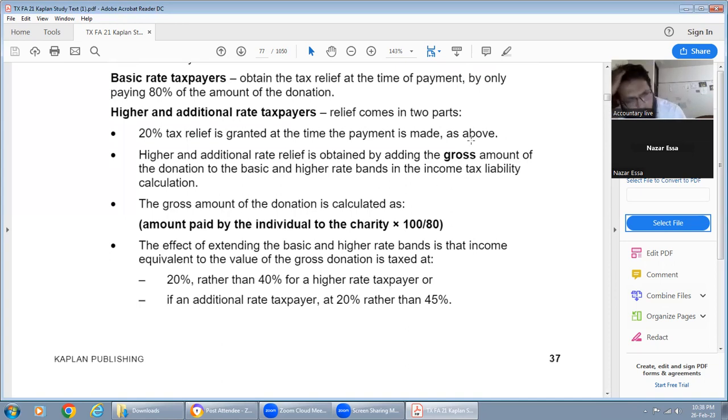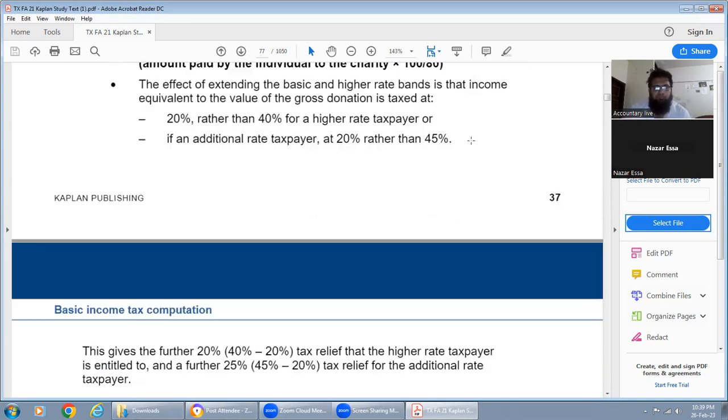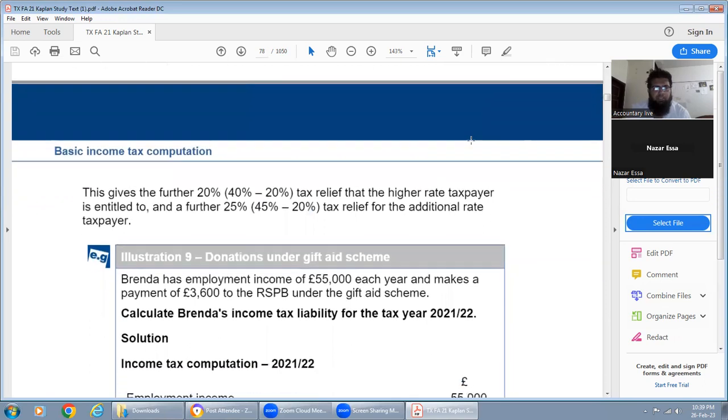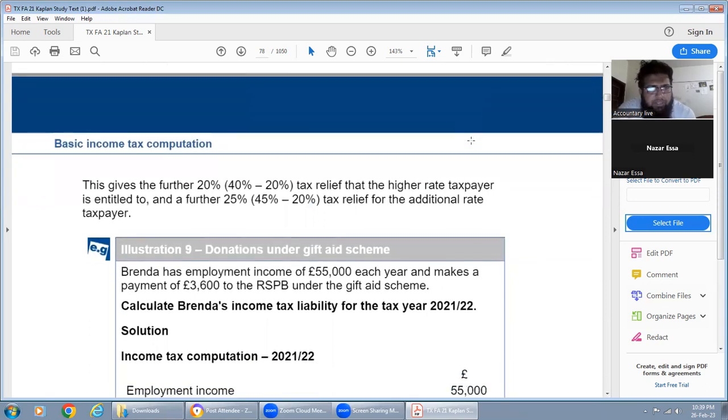When we do the practical question, it will be more clear. The effect of extending the basic and higher rate bands is that income equivalent to the value of the gross donation is taxed at 20% rather than 40% for a higher rate taxpayer, or, for an additional rate taxpayer, at 20% rather than 45%. This gives the further 20% tax relief that the higher rate taxpayer is entitled to, and a further 25% tax relief for the additional rate taxpayer.